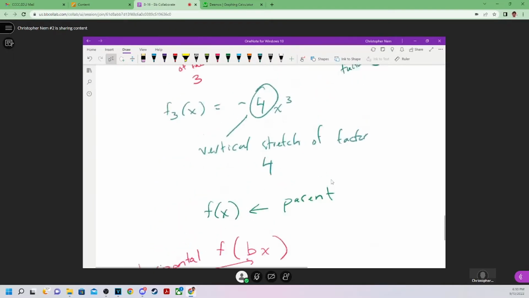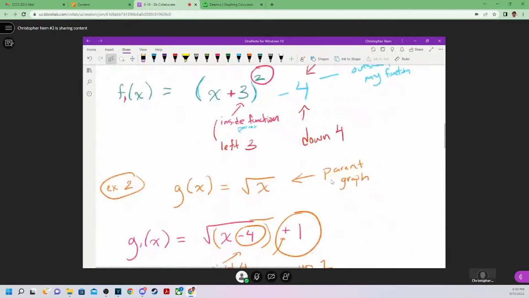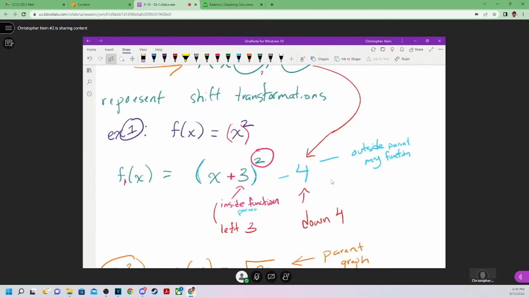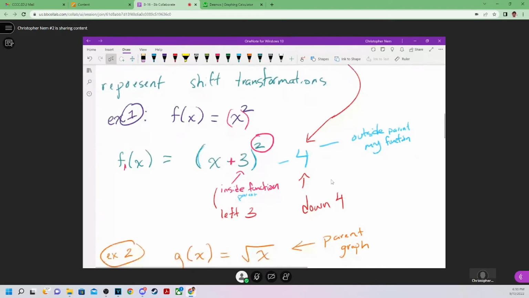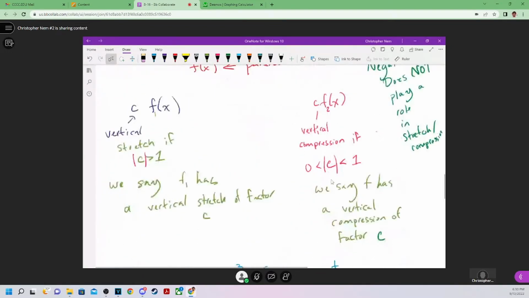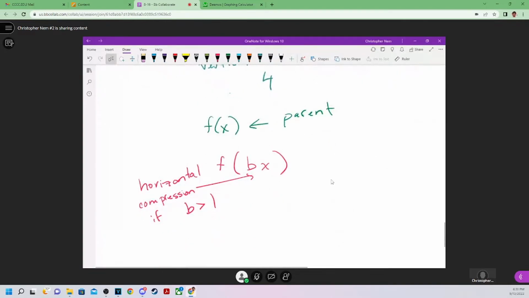Well, this plays the same idea as our shifts. If it's inside my function, it will have the inverse operation. If it's plus 3, instead of it going to the right 3, we're actually going left 3. It's the opposite. It's the inverse direction. So in this case, it's still a horizontal transformation because it's inside of our function, but now instead of being a stretch, it becomes a compression instead. It's the inverse. Instead of stretching, we're compressing.